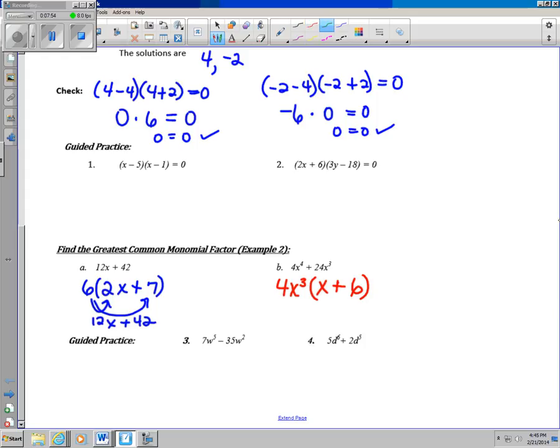And again, to check, we can just distribute through. We can do the reverse. Just check to make sure you go back to your original expression. So 4x cubed times x gives us 4x to the fourth. And then 4x cubed times 6 gives us 24x cubed. And that is our original expression that we had at the top.